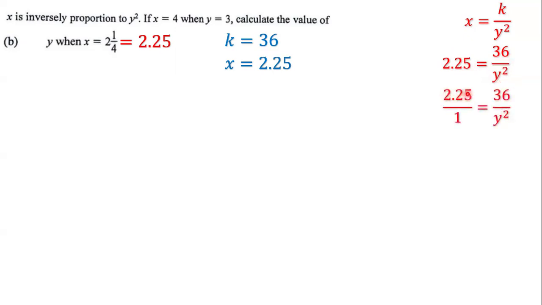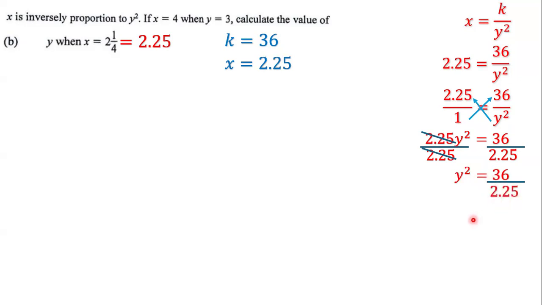We put the 2.25 over 1. And so we have 2.25 over 1 is equal to 36 over y squared. We cross multiply. And so we have 1 times 36, which is 36. And we have y squared times 2.25. And that gives us 2.25 y squared. Next, we divide both sides of this equation by 2.25. We cancel and we cancel. And so y squared is equal to 36 divided by 2.25. Next, we divide. We say 36 divided by 2.25. That gives us 16. And so we have that y squared is equal to 16.